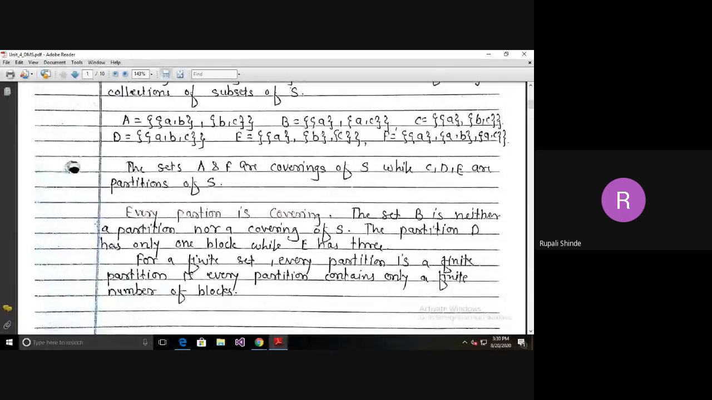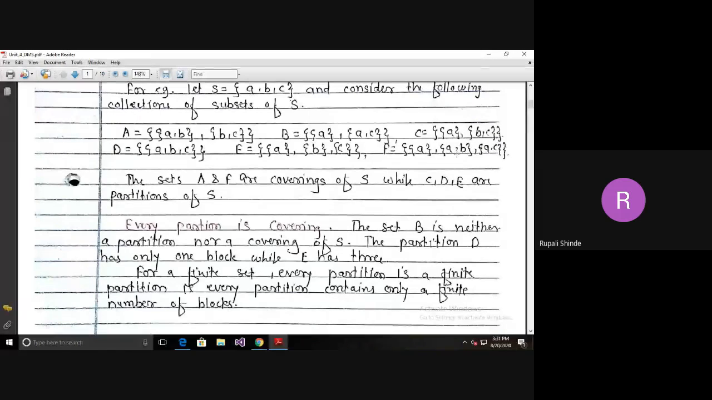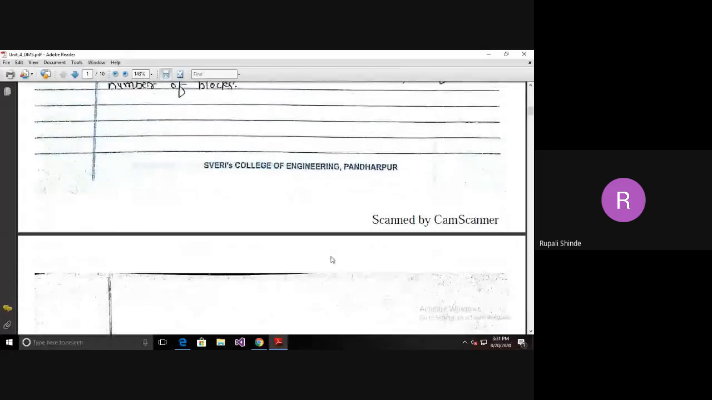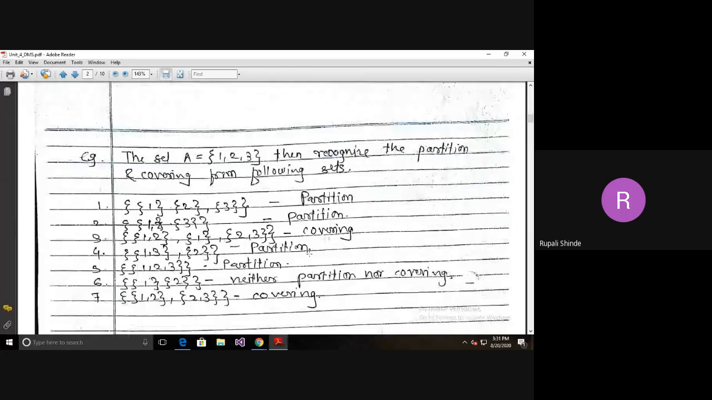So there is one note: every partition is a covering. Now if you observe here, whenever we have said it is a partition, like set C, set D, set E, all the time it is a covering. So this is a very important note: every partition is a covering.